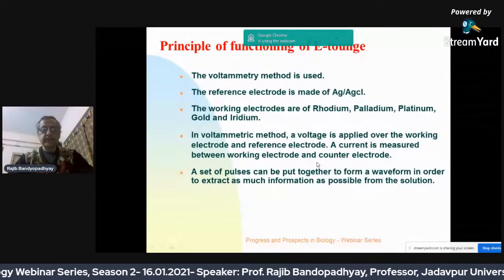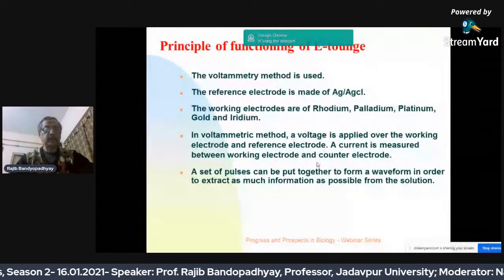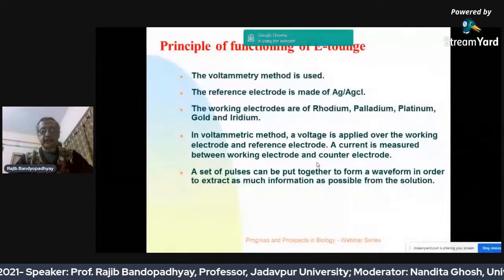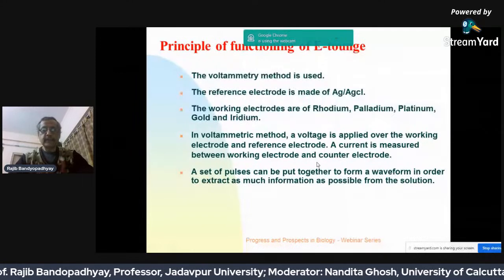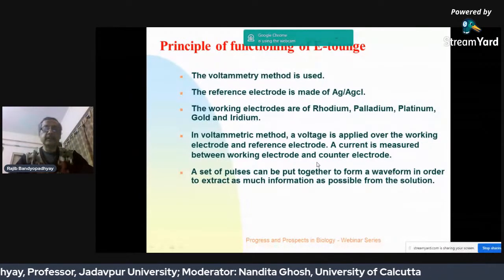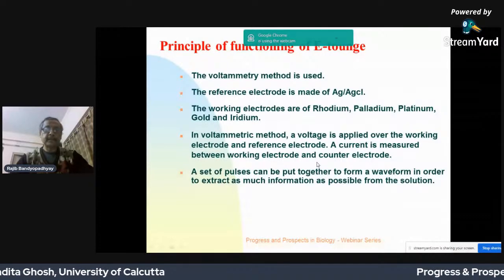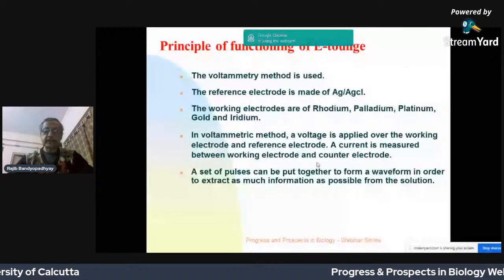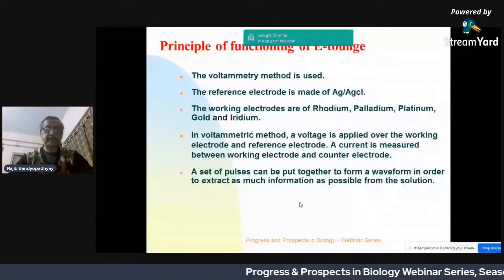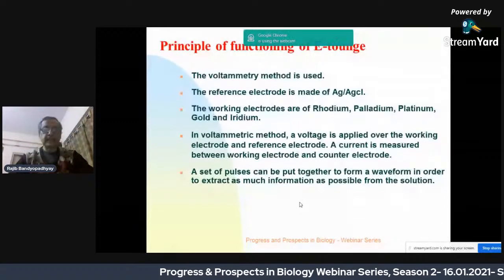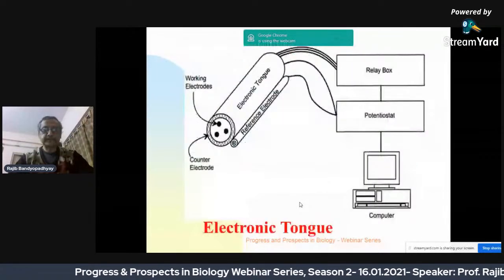And I'm not going into details about the electrochemistry. Those who know, it's fine. Otherwise, it's really not very difficult. You can learn on your own. And we apply a set of pulses to get the transient response. And from the transient response, we analyze the data and try to estimate the quality.